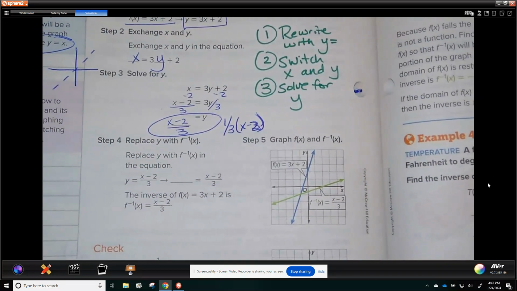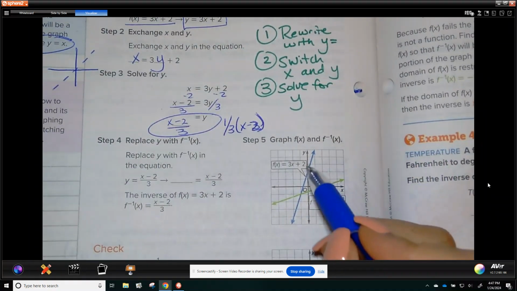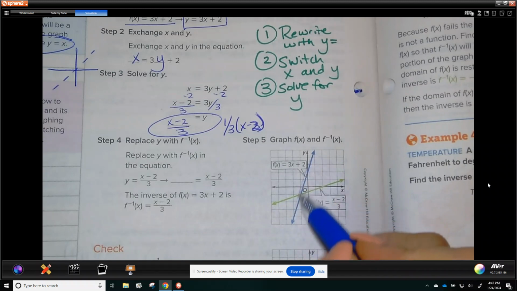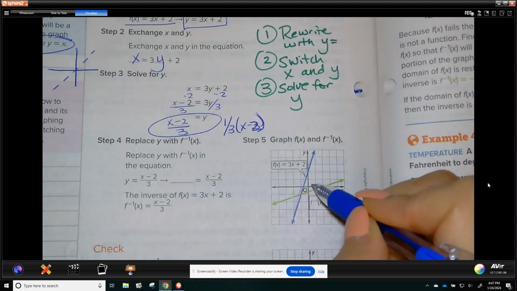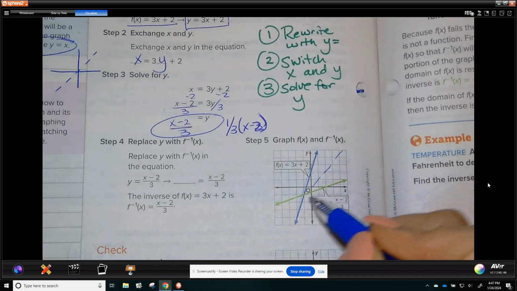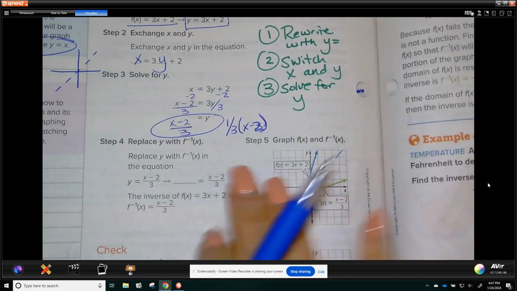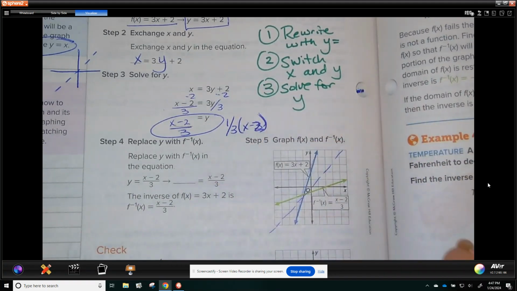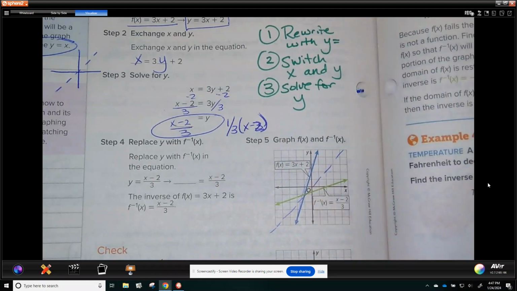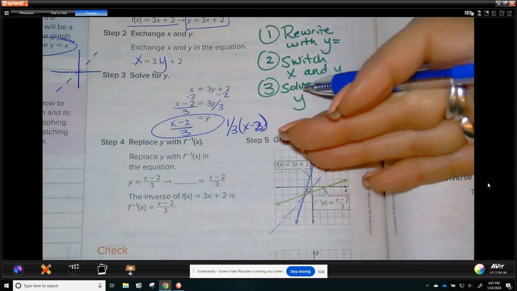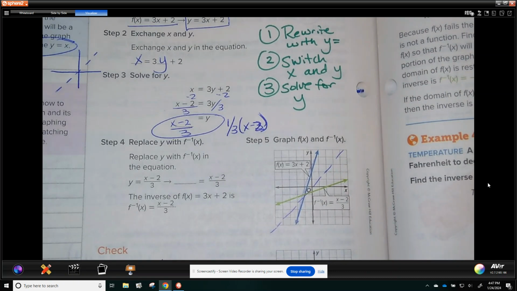Okay, so here is the original. And see how it reflected across, this is the diagonal. It reflected across that. And so it's not really vertical or horizontal, it reflects on the diagonal. Okay?